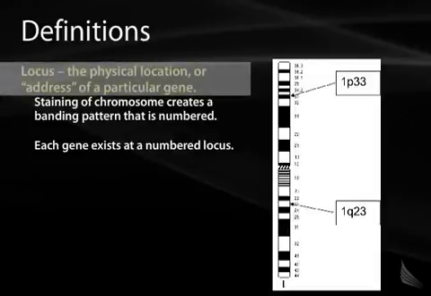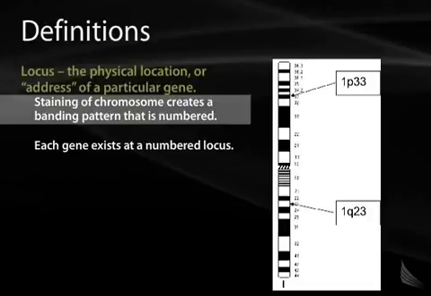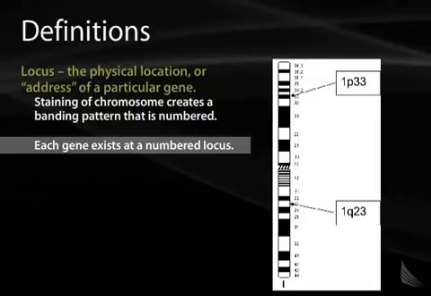A locus is the physical location of a particular gene, or in other words, the address of that gene on its given chromosome. When we take a chromosome and we can stain it with certain stains, we create banding patterns, and then we number these banding patterns, which we then use to define a given locus for a gene. Each gene exists at a numbered locus, as you can see here. For example, 1p33 or 1q23. So that would be a gene located on chromosome 1 on the P arm at position 33, or again chromosome 1 on the Q arm at position 23.